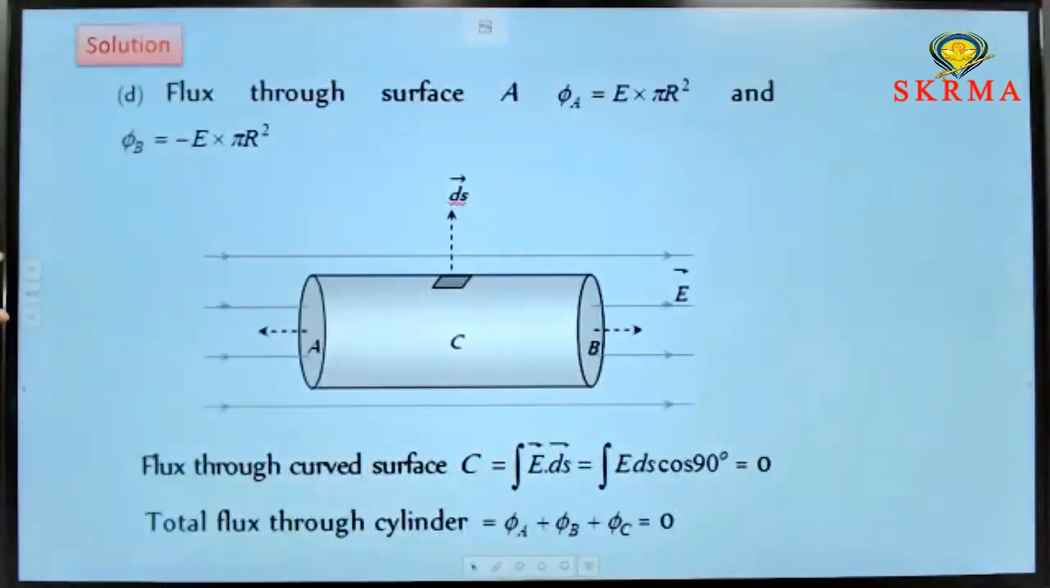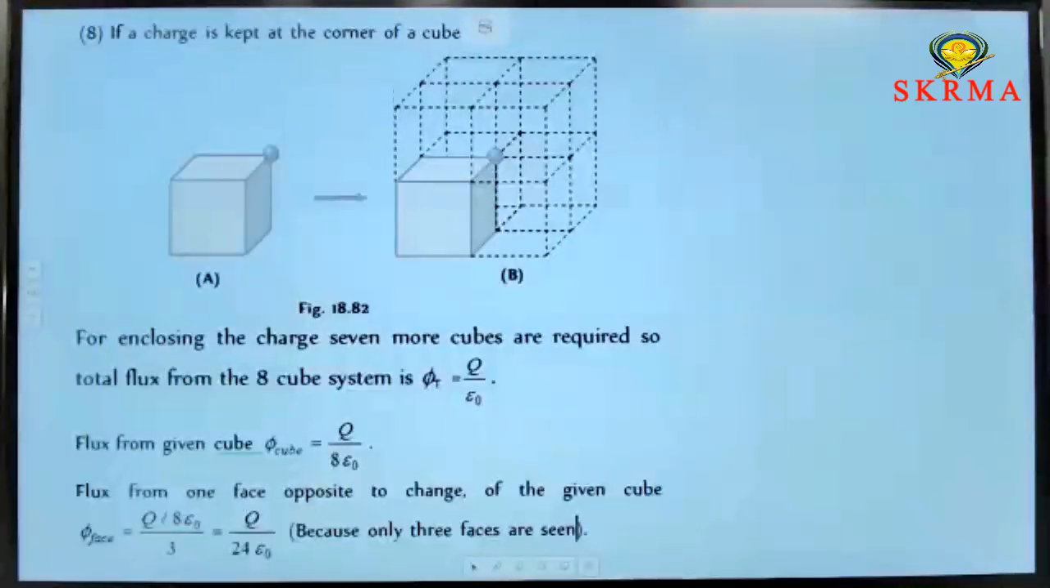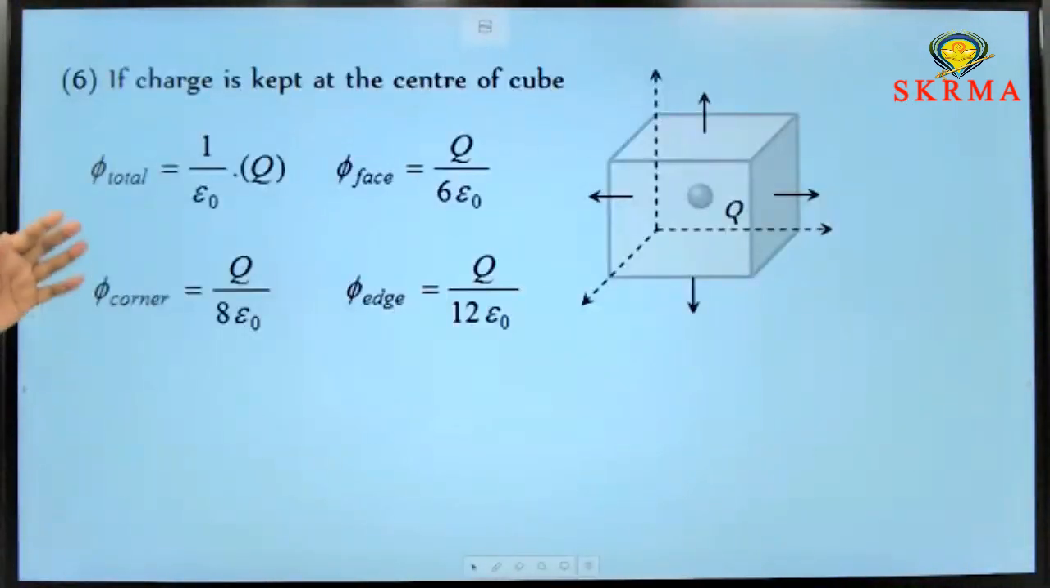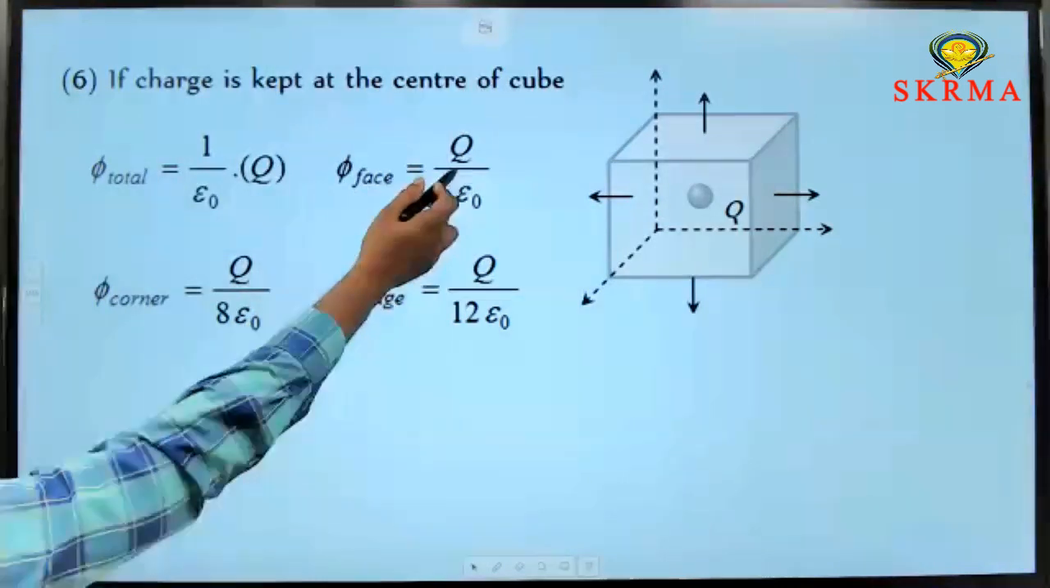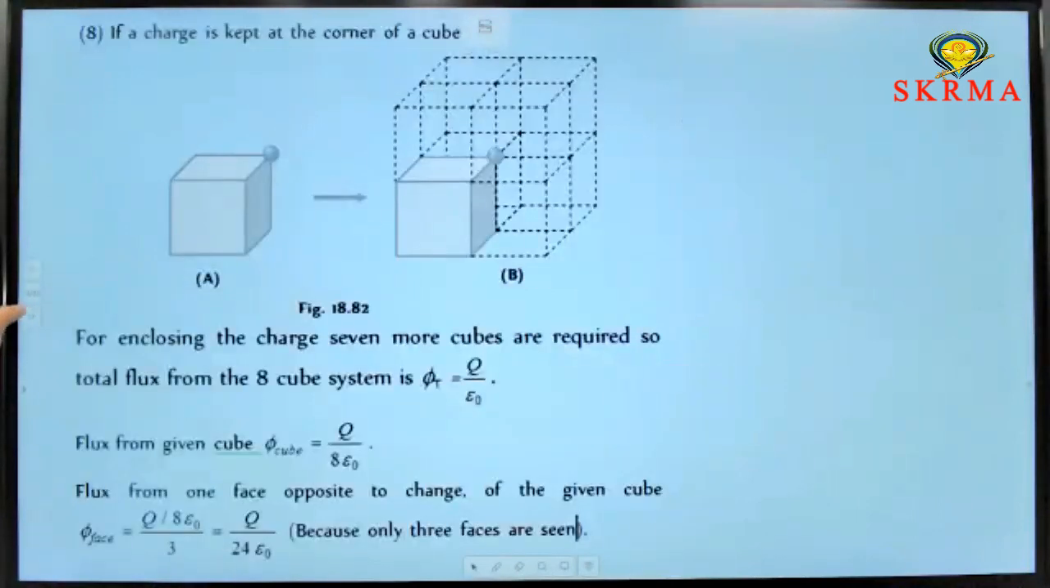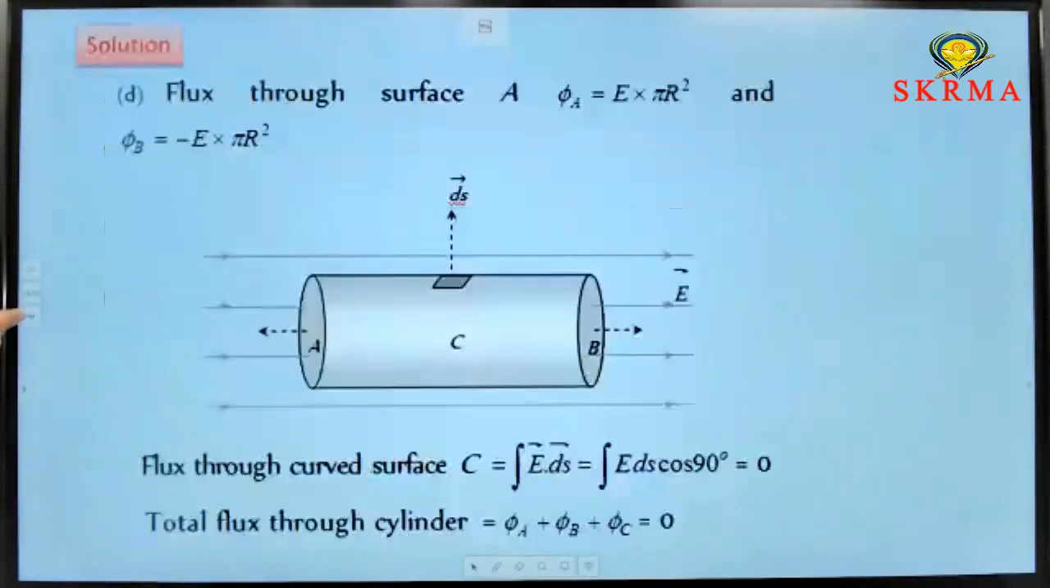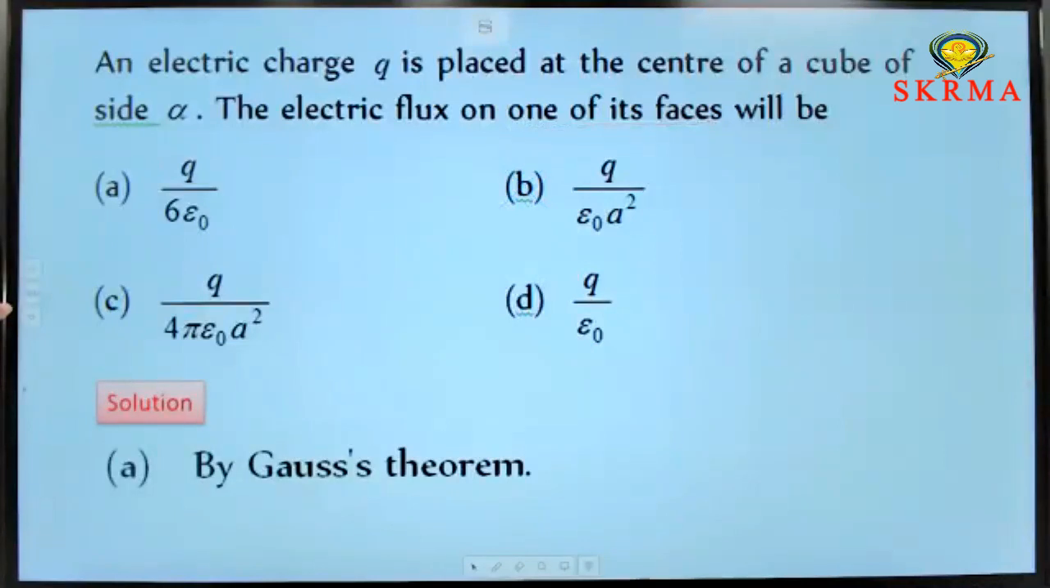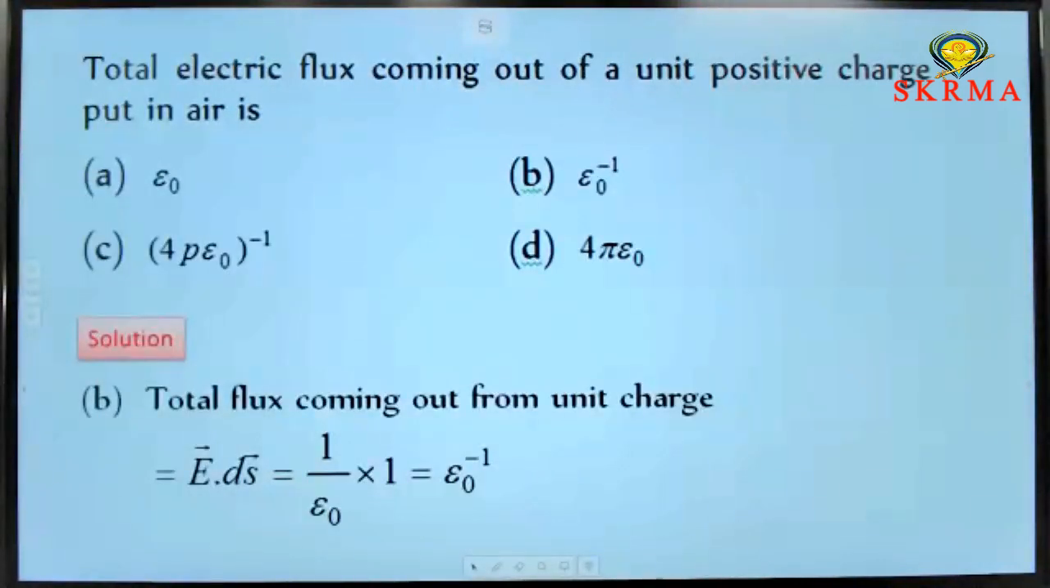So already we discussed that one. Flux passing through a face is how much? Q by 6 epsilon naught only. Is this clear or not? Next problem. Next one. Try to solve this one.